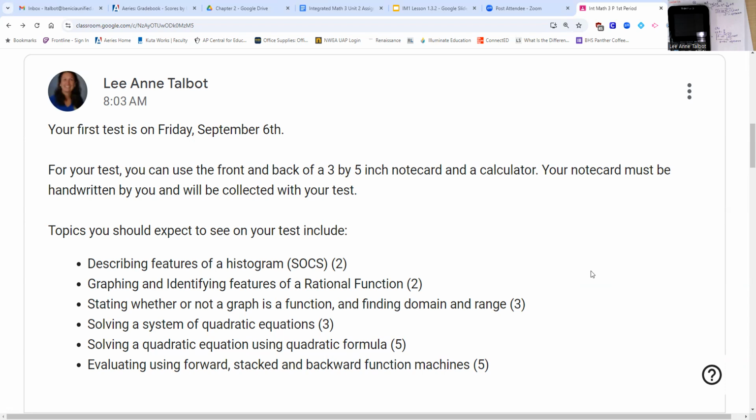Okay. Solving a system of quadratic equations. That's when we did the equal values method, get it all to one side, factor, 2 answers, plug back in. There's one of them on the notes today.